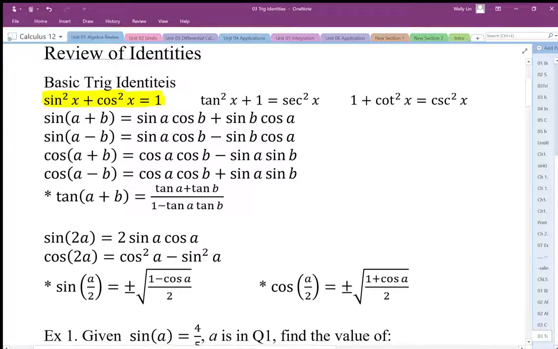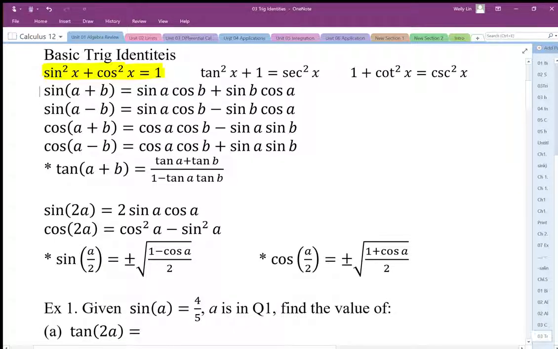We also have our sum and difference identities. You don't need to memorize these, but it's good to know them. If we need them, we'll probably use a formula sheet to establish them. This tan identity you may or may not have seen before, but this is a sum of angles. The tan of a sum is tan A plus tan B over 1 minus tan A times tan B. Our double angles look like this.